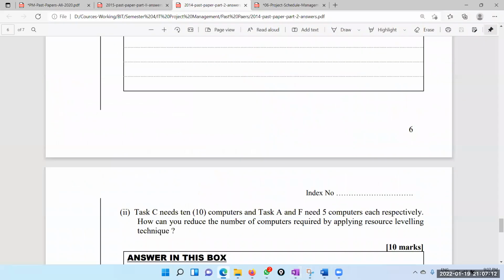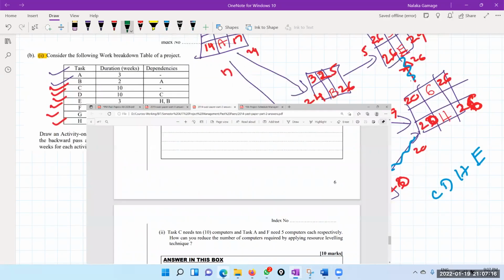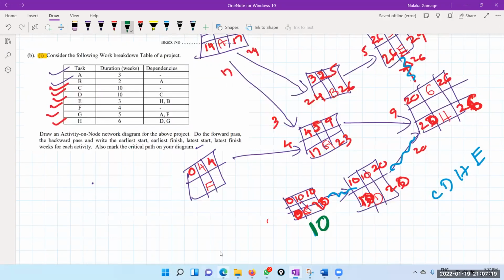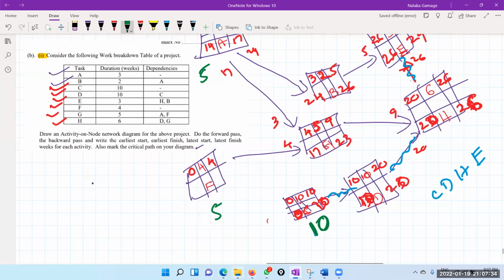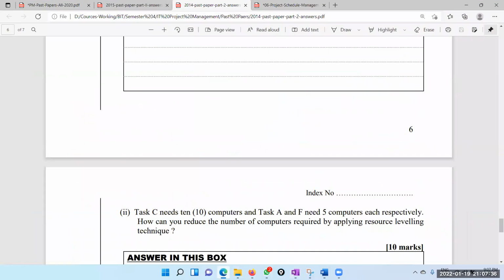And task A and F need 5 computers each. Task A and F, 5 computers. Now you can see that these tasks are independent. They are not depending on anything. That means we can start at the beginning. Right? Start at the beginning. How can you reduce the number of computers required by applying the resource leveling technique?